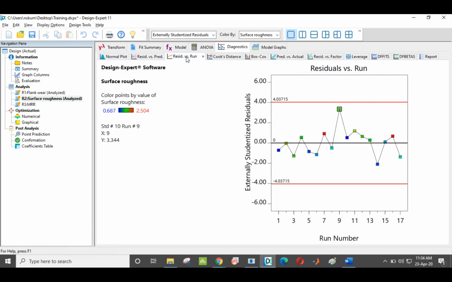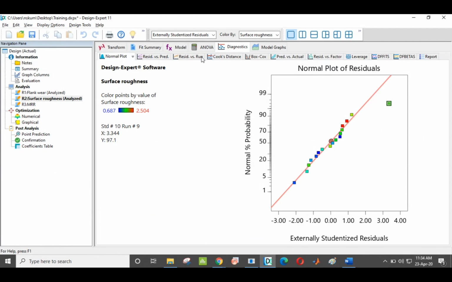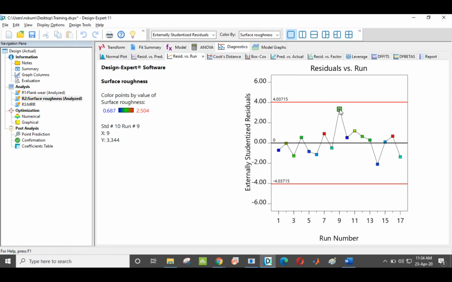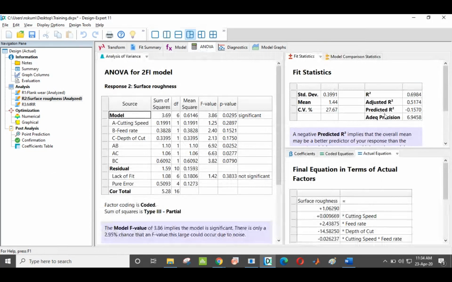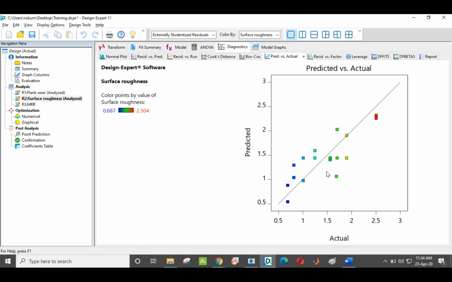Then residual versus run. Here you can see the 9th value is out of bound. The 9th value has a higher residual. For predicted versus actual, the prediction is not possible because what is the value of predicted R square? The predicted R square is -15. That's why the prediction is not perfect.